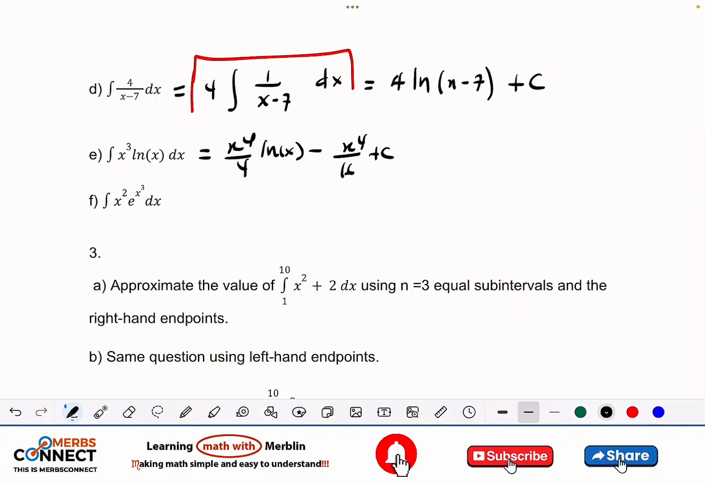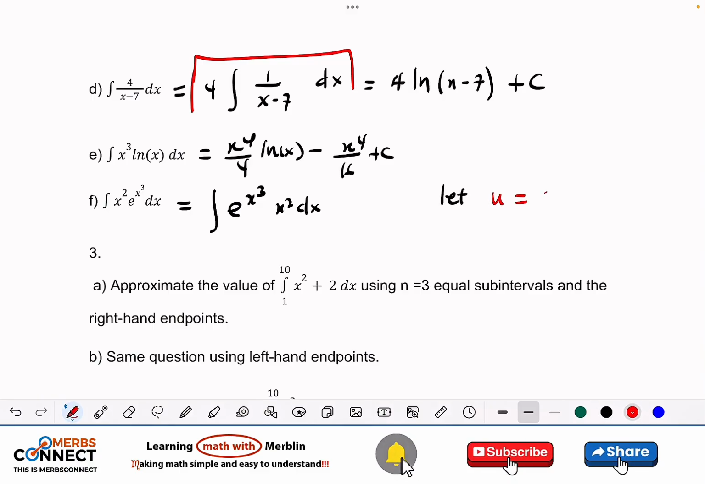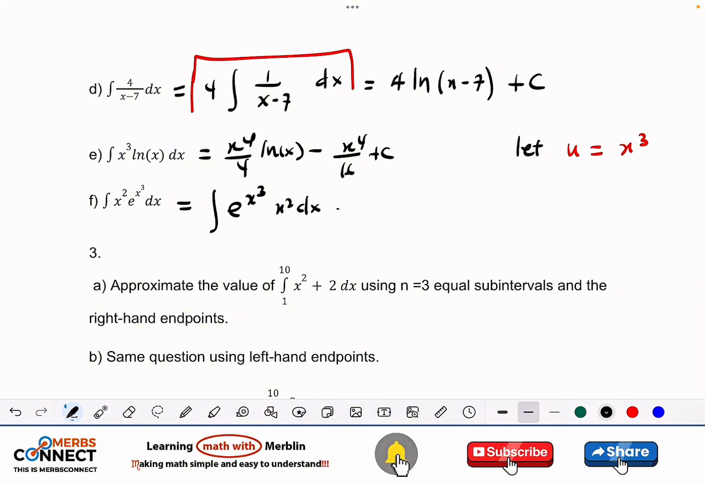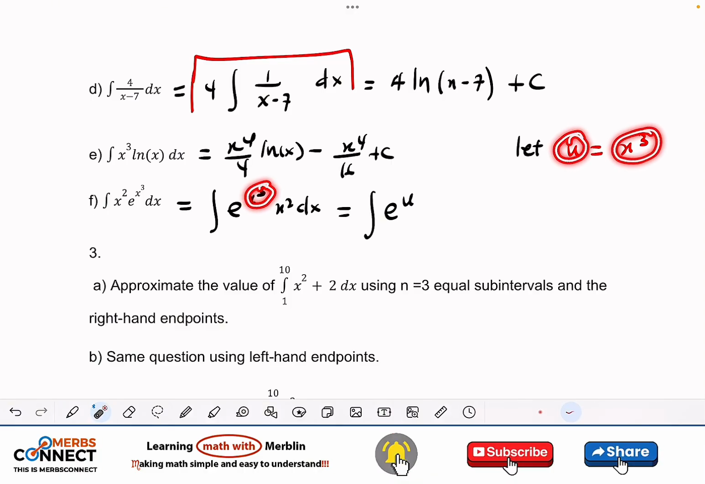Do you get it? So here what I'm going to do is I can write this one as the integral of e to the power x to the power 3 times x squared dx. Then I'll let u be equal to x to the power 3. Do you see that? Good. Then this integration here is the same as e to the power u. Can you see that? Because now x to the power 3 is the same as u. So that's what I'm going to have.